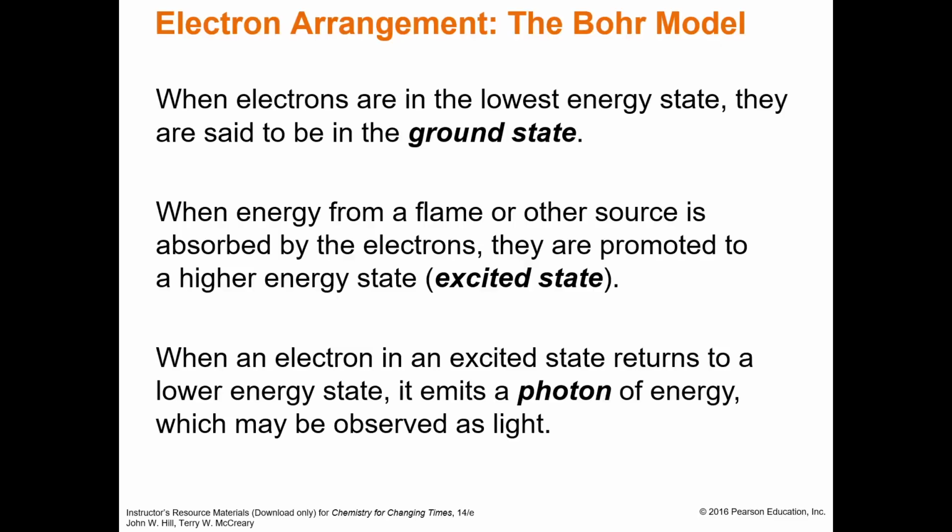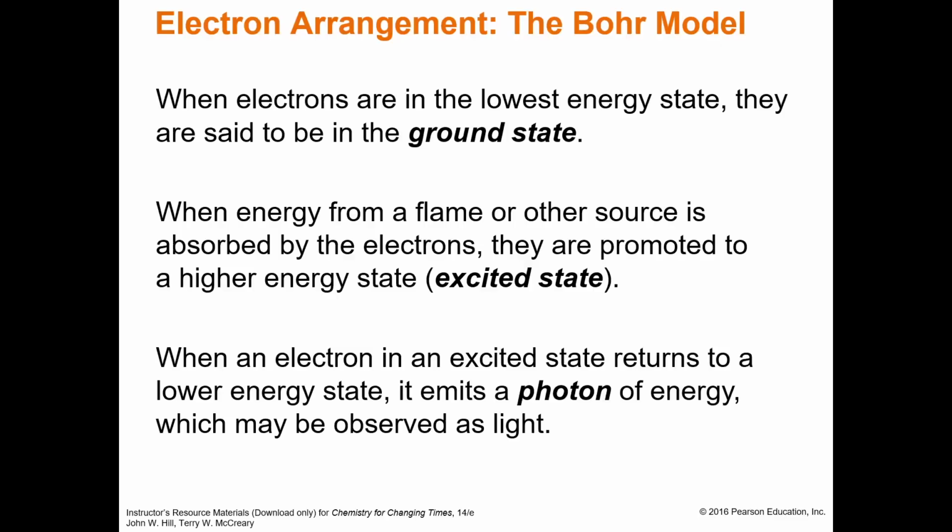When energy from a flame or other source is absorbed by the electrons, they will be promoted to a higher energy state. You can use electricity, heat. There's a variety of different ways you can boost electrons into this higher energy state. By the way, that's how neon signs work, is they use electricity to boost those electrons into a higher energy state. This higher energy state is said to be an excited state, and that's what that's called. It's excited. And so if it goes then from the excited state down back to the ground state, it's going to release light, which is actually, again, how a neon sign works.